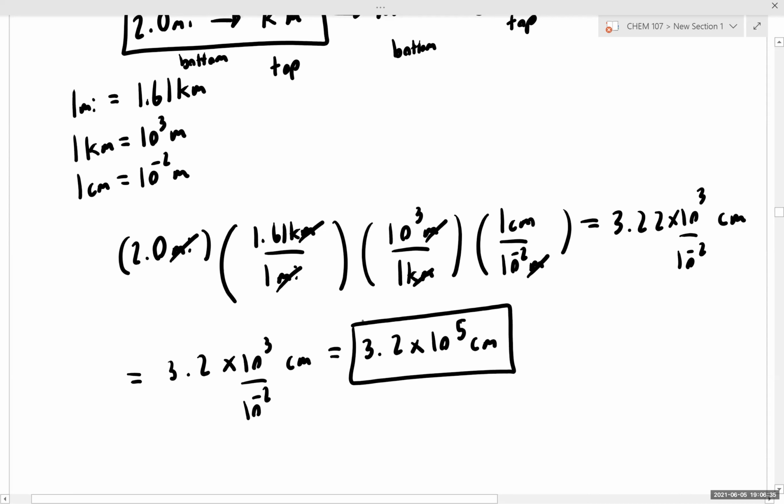Now, of course, there are many other unit conversion maps that would give you the same final answer. I'm just showing you what I felt was the most direct unit conversion map.